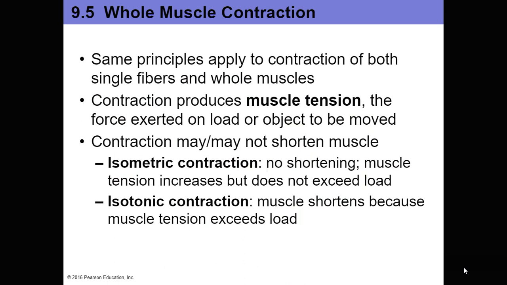So you can have two types of contraction. You can have isometric contraction. That means there's no shortening of the muscle. So the muscle tension increases, but it does not exceed the load. If it doesn't exceed the load, then you can't move the load. And then isotonic contraction: the muscle shortens because the muscle tension exceeds the load.